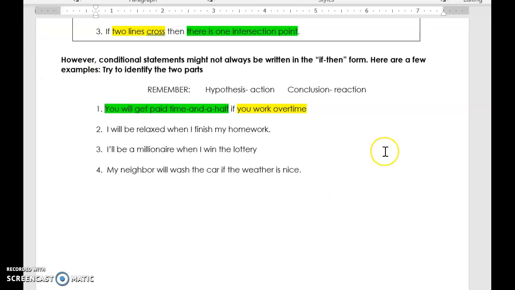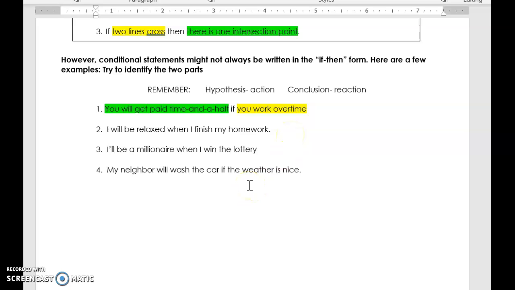So your sentence is flipped a little bit. Your hypothesis is still following the word if. So there was a short clue in there, but it's the second part. So again, you have to think of action, reaction, even if it's not in that traditional if-then form.